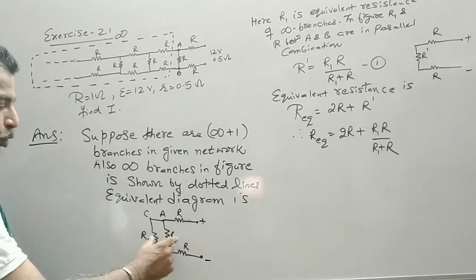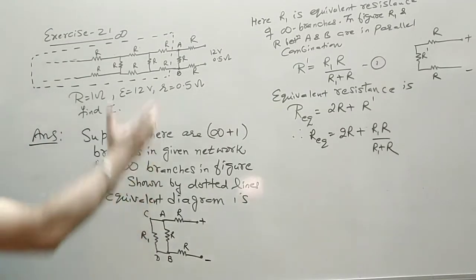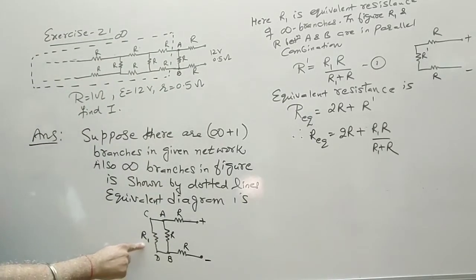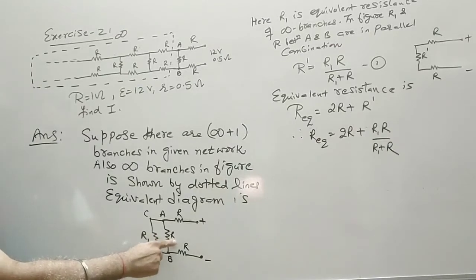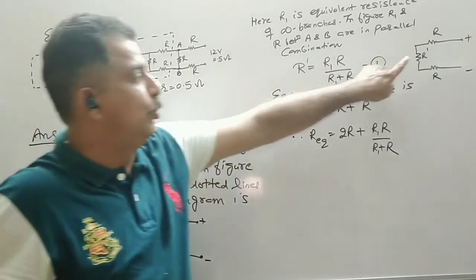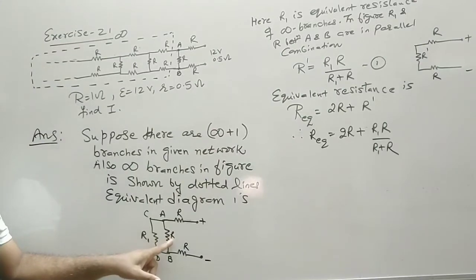Also it is a parallel combination. Suppose this is an infinite branch, let its value be very high, say 100. This value is low, say 1. So in a parallel combination, the resultant would be less than 1. So this value R dash would be less than 1. If I take this as 100, this as 1.